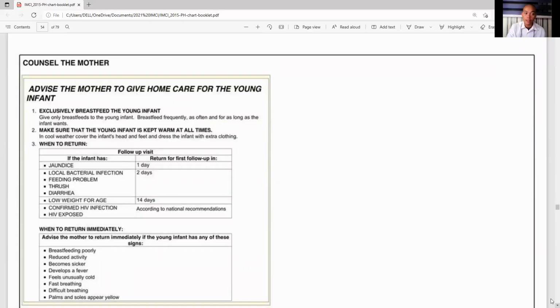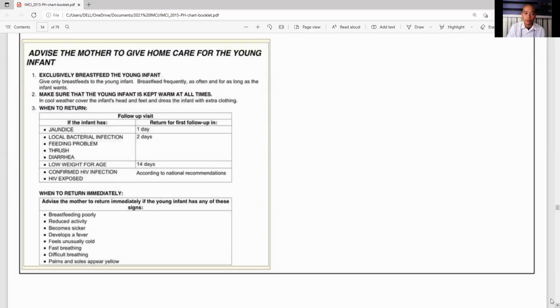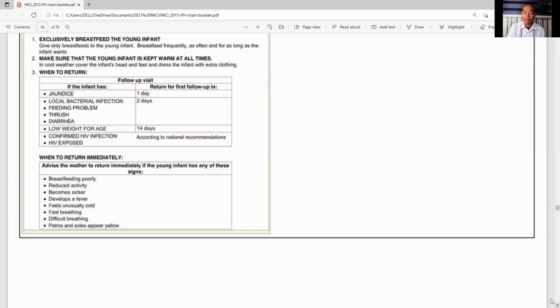Okay. When to return. If the infant has, okay, for follow-up visit. So very mabilis, no? After 1 day, if jaundice, return tomorrow. We will observe again. Bacterial infection and diarrhea, please come back after 2 days. Okay, so iba, mas aggressive yung treatment natin kapag 0 to 2 months.